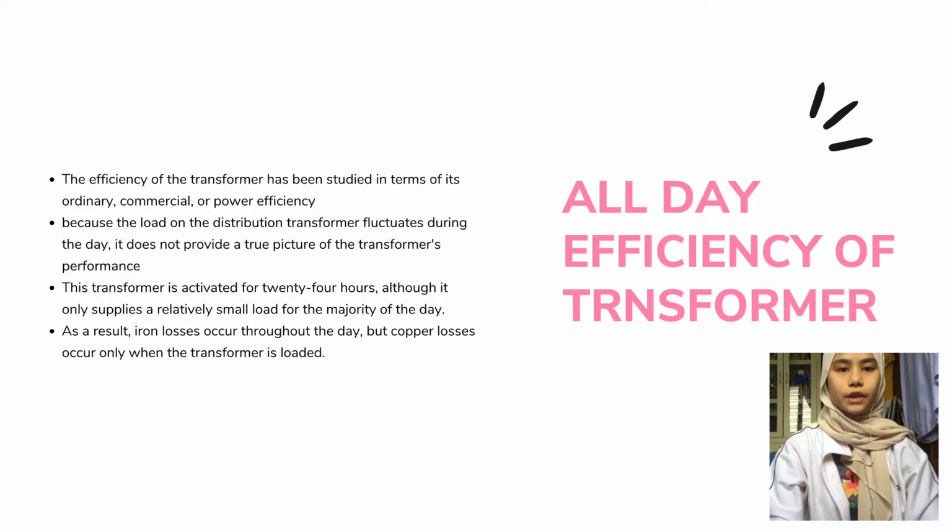All-day efficiency of a transformer. The efficiency of the transformer has been studied in terms of its ordinary commercial or power efficiency. Because the load of a distribution transformer fluctuates during the day, it does not provide a true picture of the transformer performance. This transformer is energized for 24 hours, although it only supplies a relatively small load for the majority of the day. As a result, iron losses occur throughout the day, but copper losses occur only when the transformer is loaded.